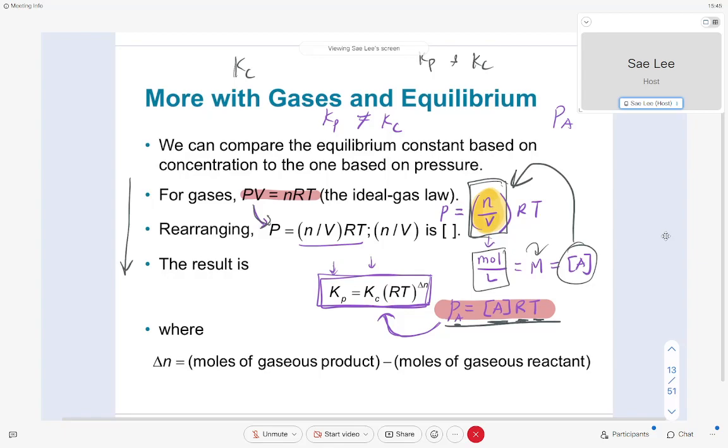Now I'm going to show you the math of how we got the equation that shows the relationship between Kp and Kc. You don't have to memorize anything, because how we derive this equation is never going to be asked. I'm just going to show you, so take a brief note and try to follow what I do.